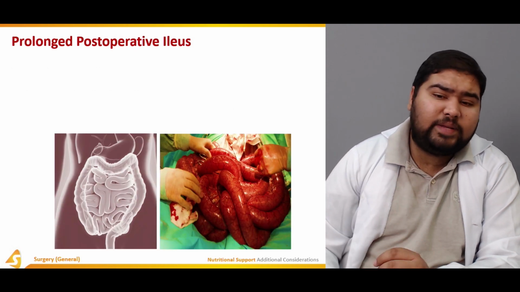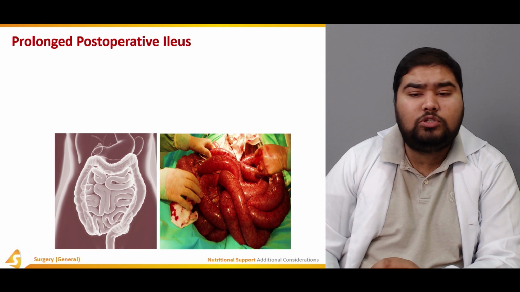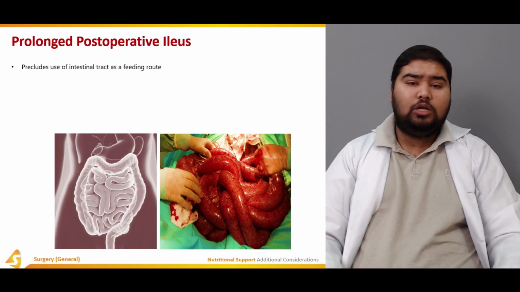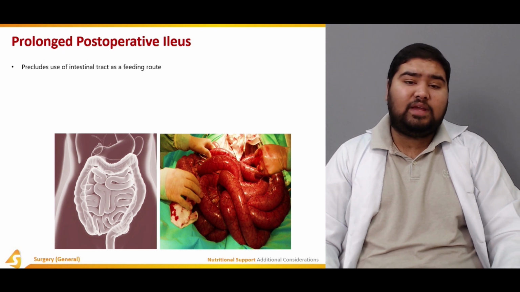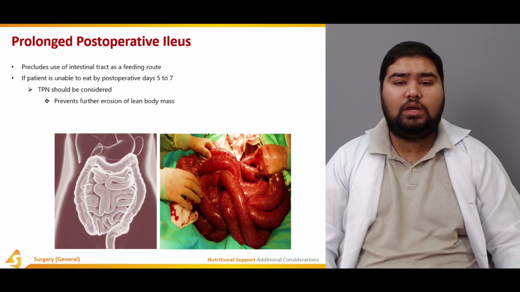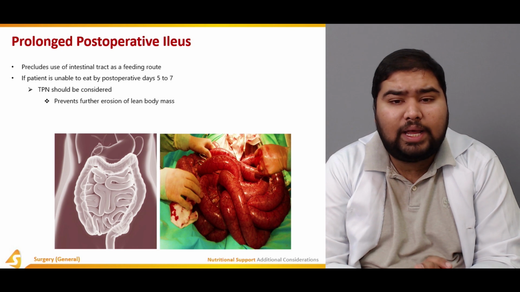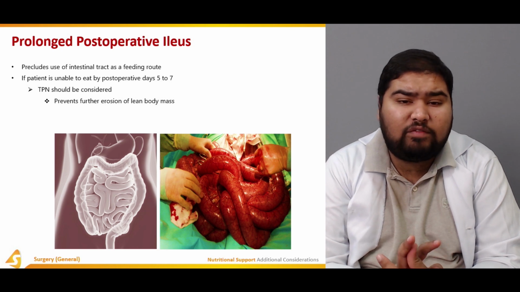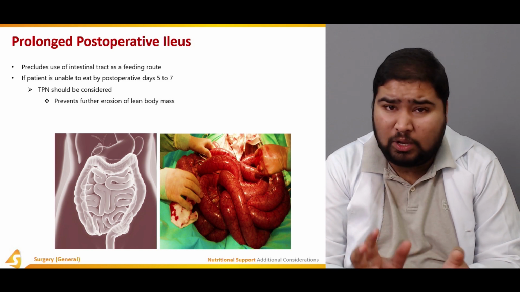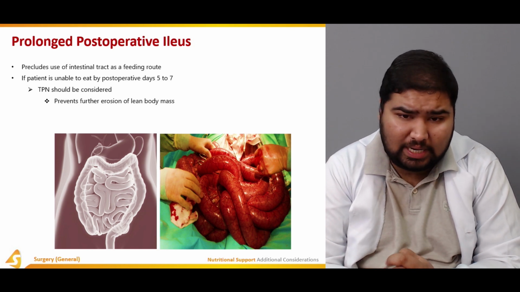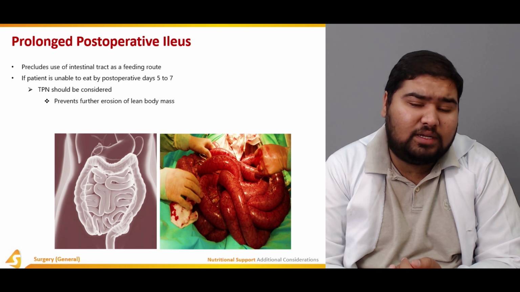Now, what if a patient has prolonged post-operative ileus? It precludes the use of the intestinal tract as a feeding route. So if the patient is unable to eat by post-operative day 5 to 7, TPN should be considered because the nutrition has to be maintained. It prevents a further erosion of lean body mass.